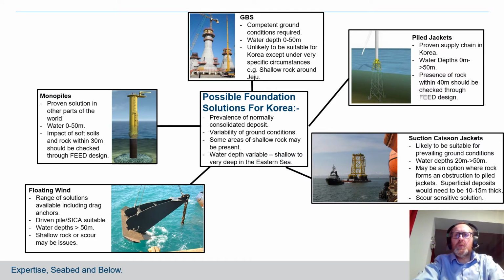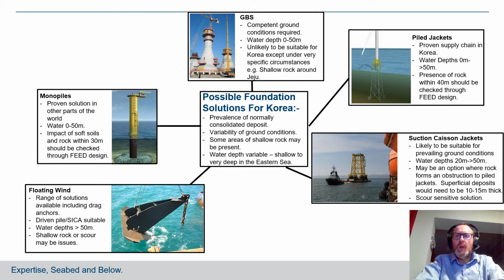So just to think about foundation types beyond whether it's fixed or floating. From a fixed foundation perspective, you can see 4 options there: monopiles, GBS, pile jackets and suction caisson jackets. And they each have their own pros and cons. But thinking about the conditions in Korea, monopiles have been a solution adopted quite successfully in other parts of the world for water depths of less than 50 meters.